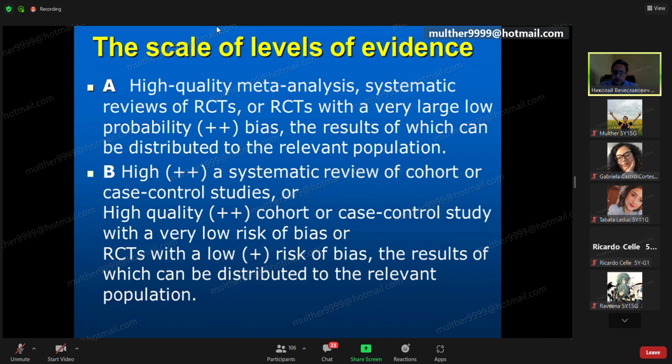B level of evidence we can get from systematic review of cohort or case control studies, a lower level of evidence, or high quality cohort or case control study with low risk of bias, or even RCT with low, not high, risk of bias, and results can be distributed to the relevant population.